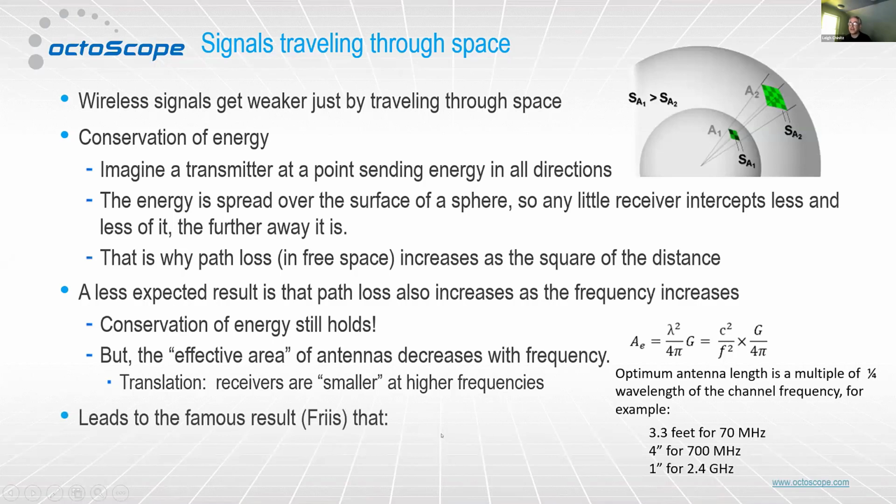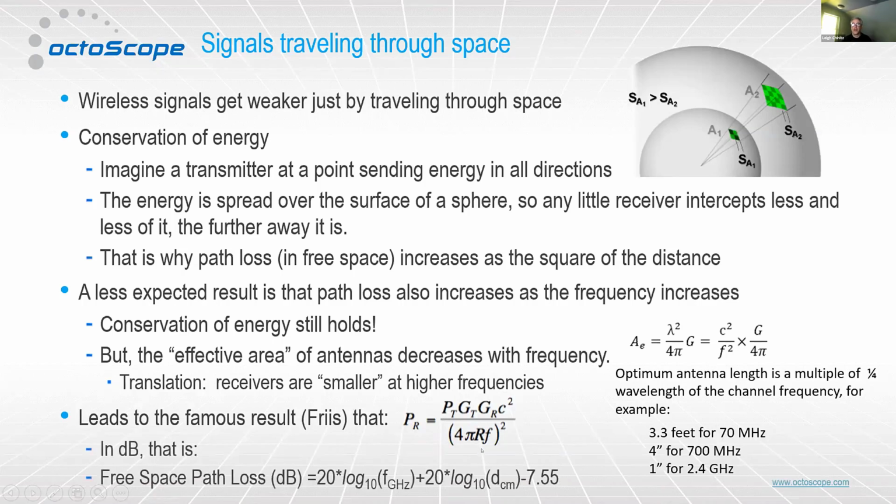So that is what gives us the very famous result for path loss. What this equation says is that the amount of energy you receive is related to the amount of energy you start with at the transmitter, and then it's inversely proportional to the distance squared and the frequency squared. And if you want that in the more commonly used format in dB, it looks like this one, where the frequency is in gigahertz, the distance is in centimeters, and this will give you the path loss in dB.